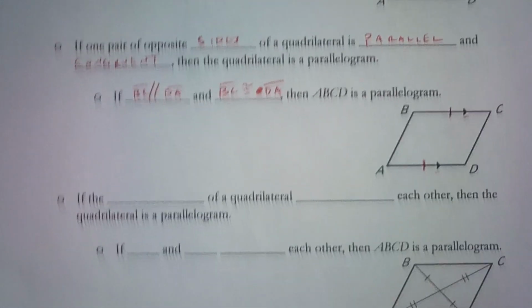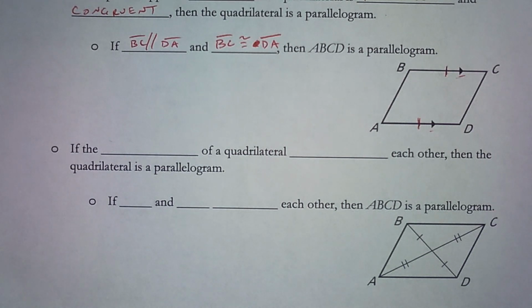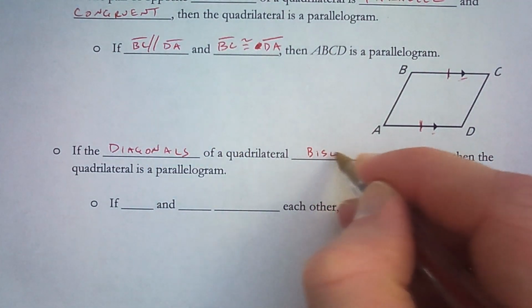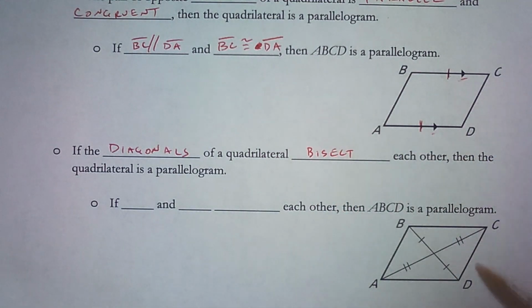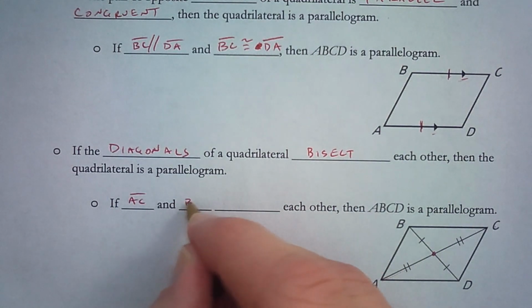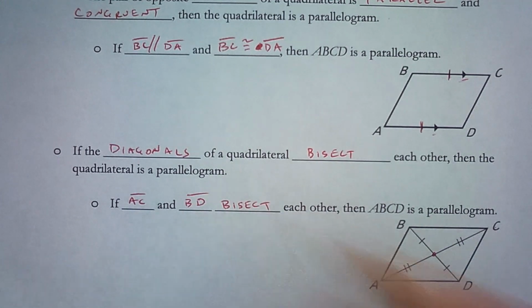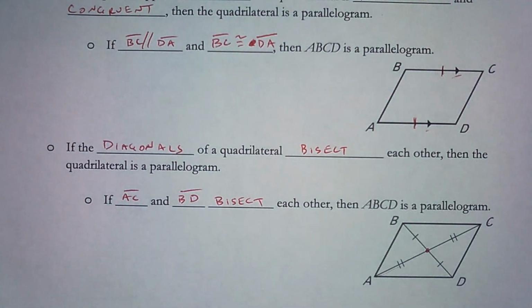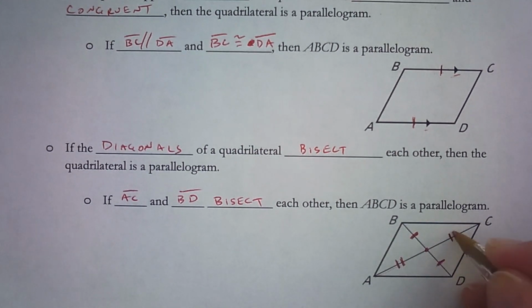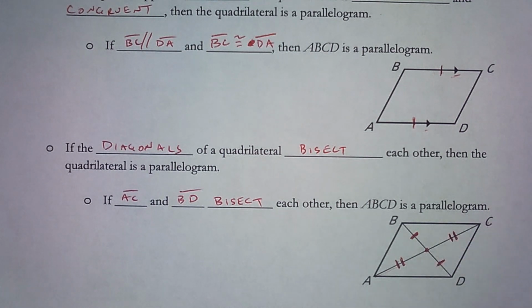And the last way to prove that a quadrilateral is a parallelogram is if the diagonals of a quadrilateral bisect each other. So that means they cut each other in half. That means that this point right here would be the midpoint of AC and the midpoint of segment BD. So if segment AC and segment BD bisect each other, then ABCD is a parallelogram. Now, how do I know if these two diagonals bisect each other? It's this right here. These two segments are congruent, so BD is bisected, and these two segments are congruent, so AC is also bisected. So the diagonals bisect each other.